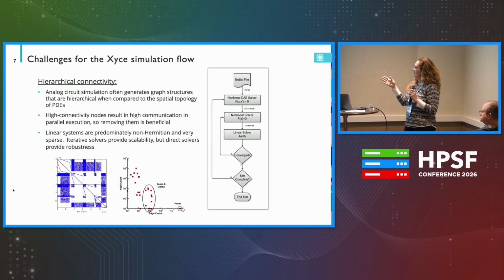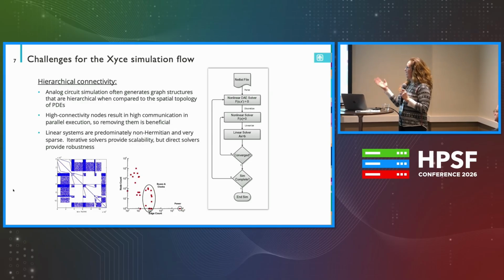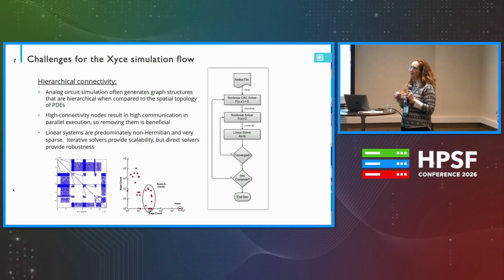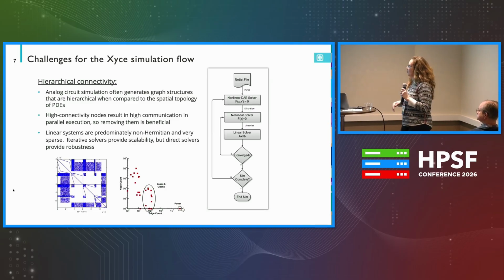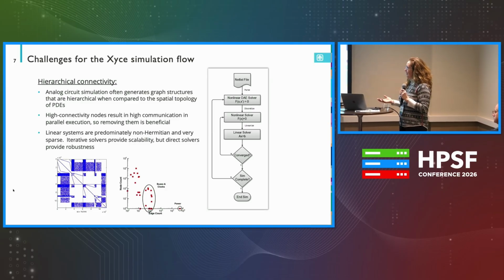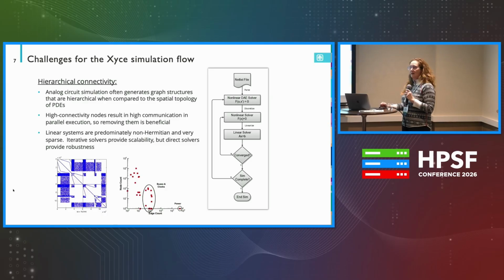That is going to be a problem when it comes to parallelism, because you have a high communication node sitting in your network. You'll also have higher communication nodes if you have buses or clocks running across the circuitry. So it's important, if you can, to remove any high connectivity nodes in these circuits, because they will cause all kinds of bottlenecks in terms of getting parallel performance.